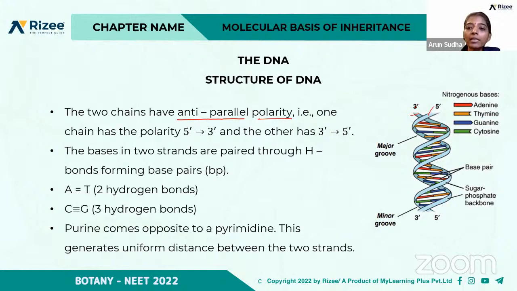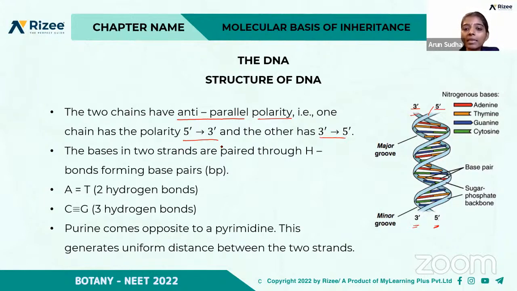That is, one chain is in the 3 prime. It starts from 3 prime and it goes like this. It's in the form of a coil, and this is the 5 prime. So 3 prime to 5 prime. If you take the other chain, here it is 5 prime to 3 prime, right? So they are anti-parallel. So one chain has the polarity of 5 prime to 3 prime, whereas the other has the polarity of 3 prime to 5 prime.